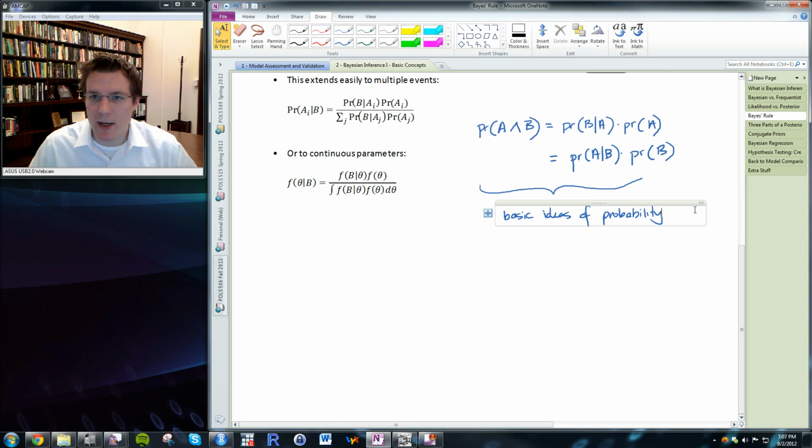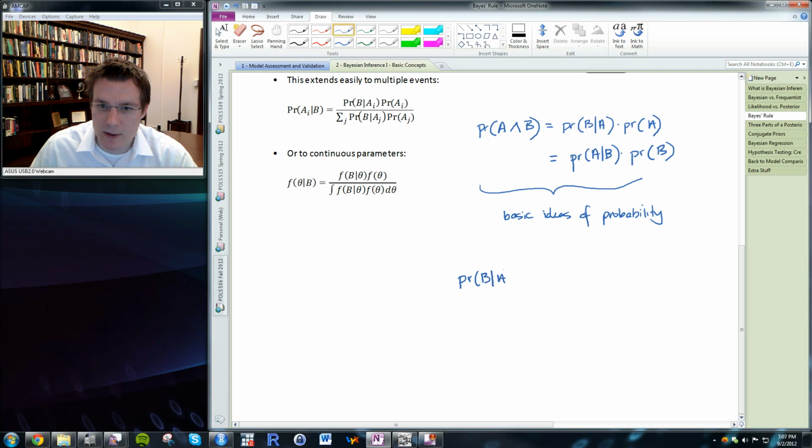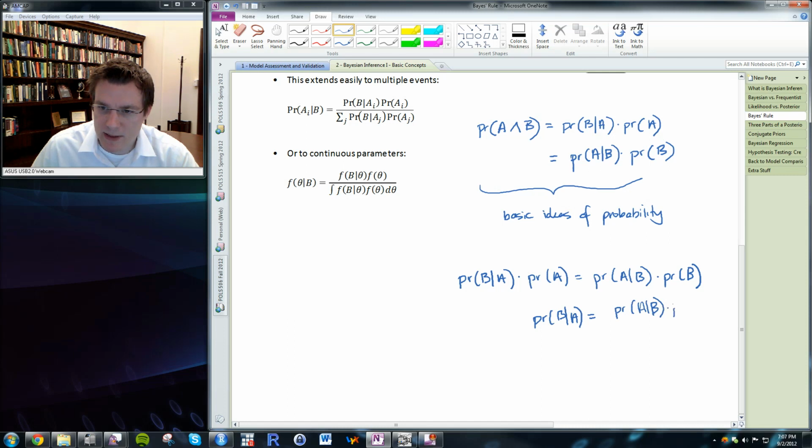And then I can say, okay, if both of these things give me the probability of A and B, then they're equal to each other. And pretty quickly you get to Bayes' rule. The probability of A given B is the probability of B given A times the probability of A, divided by the probability of B. This is Bayes' rule.